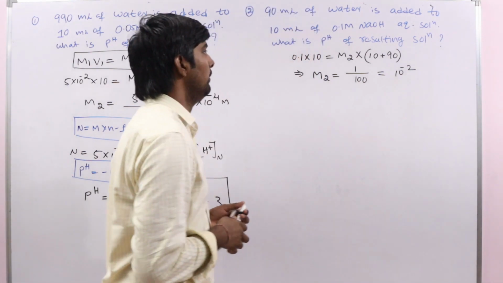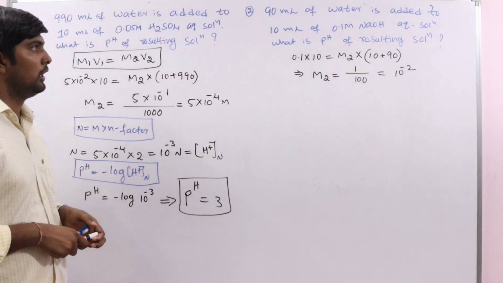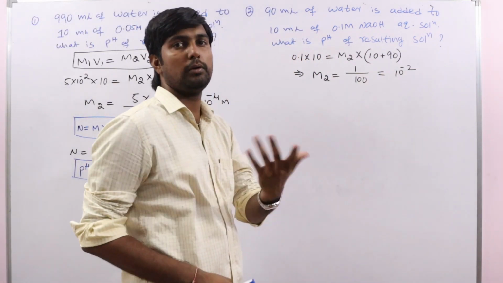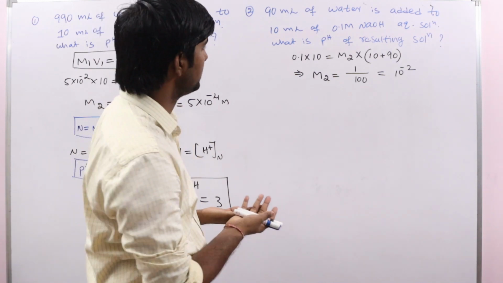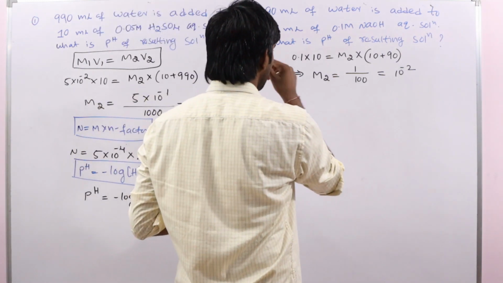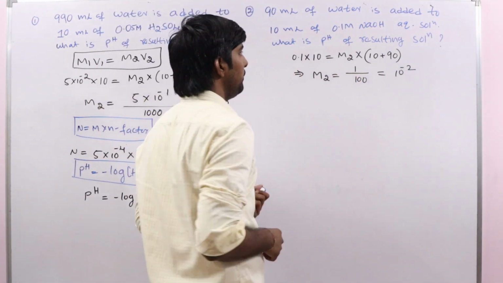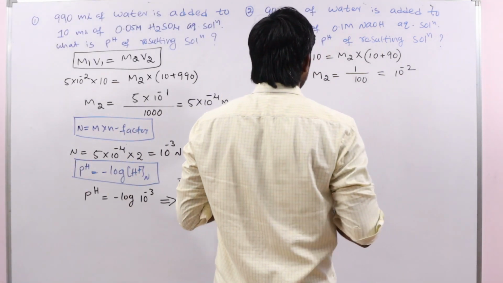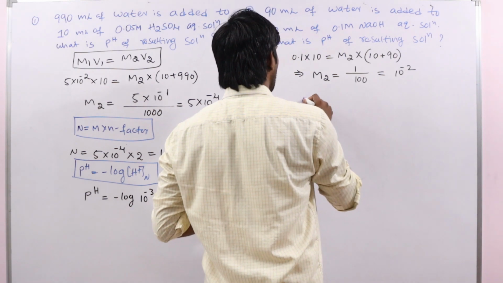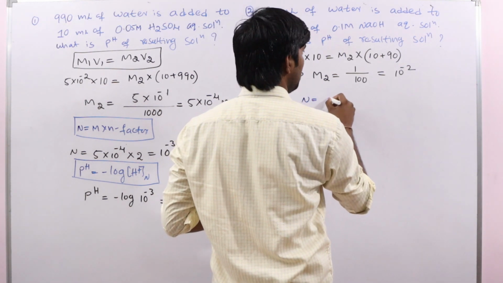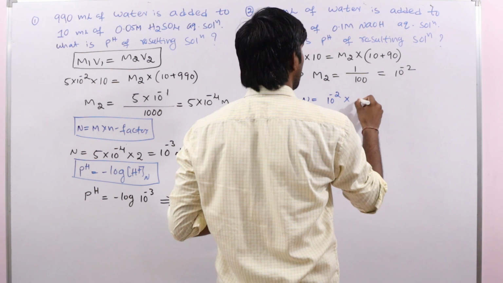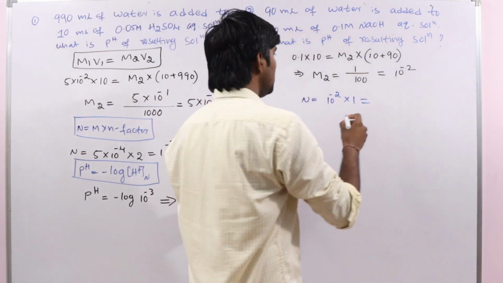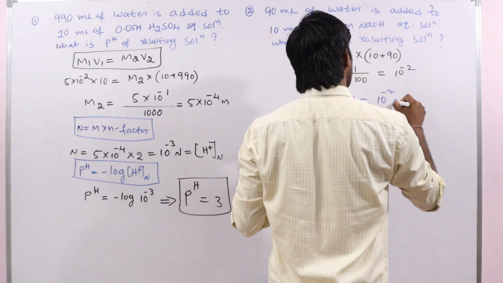Okay, molarity of resulting solution is how much? 10 power minus 2. See here volume is taken in milliliter both sides, so no need to convert into liter. If you convert also you get the same result. Okay, clear? So M2 equal to how much? 10 power minus 2. So now normality of this solution is equal to 10 power minus 2 into 1, because N factor for sodium hydroxide is 1. So that's why here we get 10 power minus 2 normal.